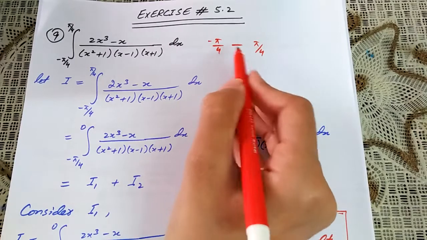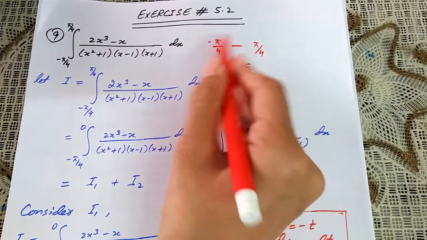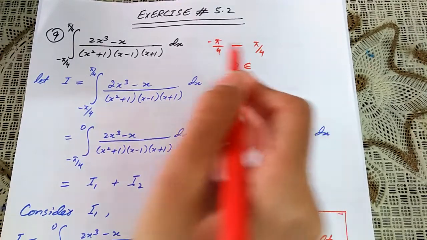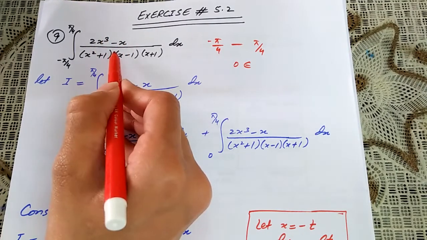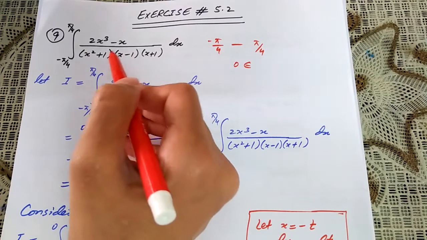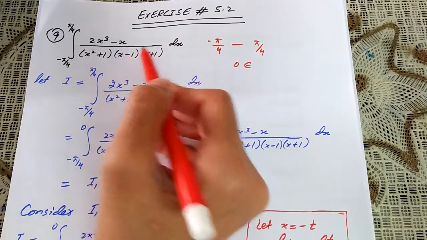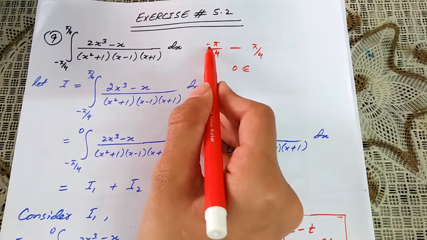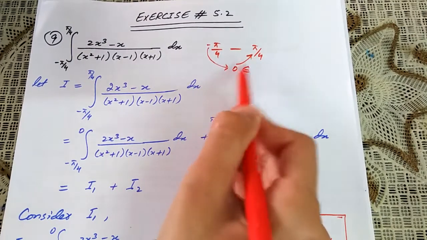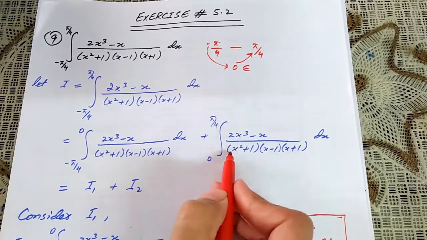I am just taking 0 from this interval, minus pi by 4 to pi by 4. You can see, if I put 0 here, I will get 0 in my function. So this is the breaking point. We can just take this point on which the function is 0. I just split that limit of integration from negative pi by 4 to 0 and 0 to pi by 4 into two parts like this.